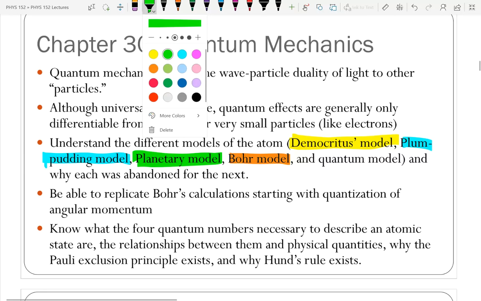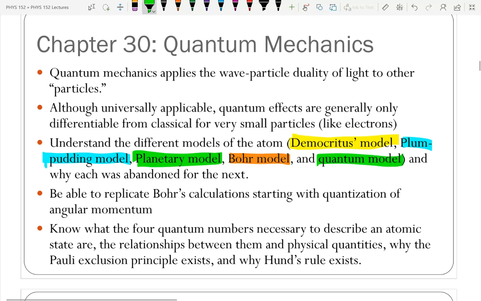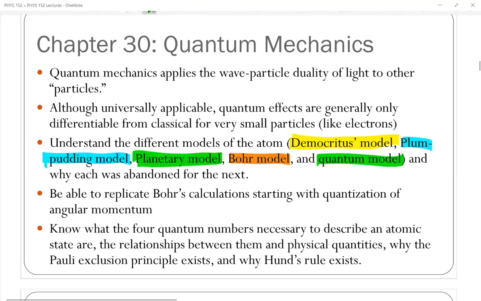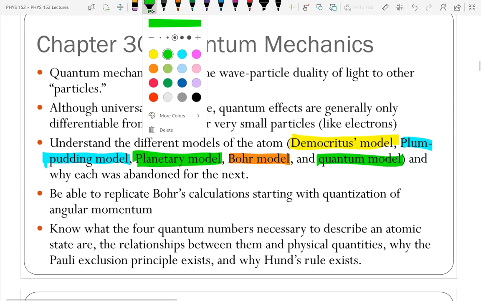Fine structure is, I'm going to go back to yellow. You're going to just have to deal with yellow again. Oh, that's not yellow, that's green. I also should work on my colors.